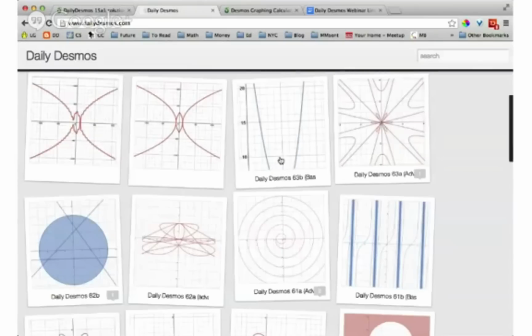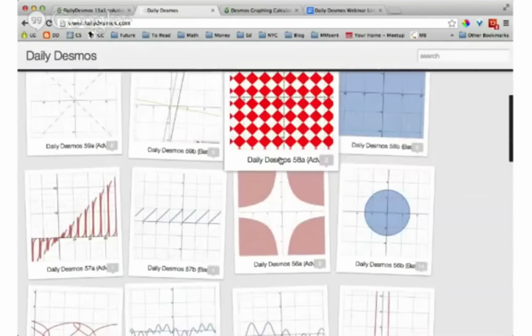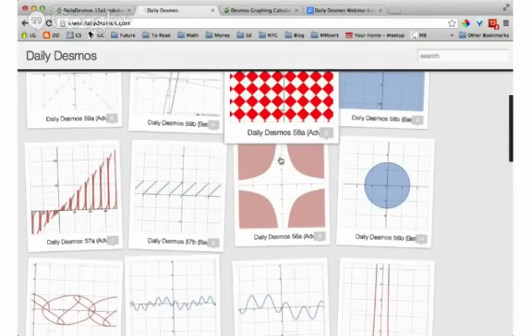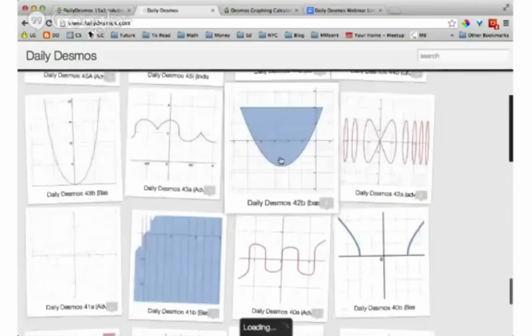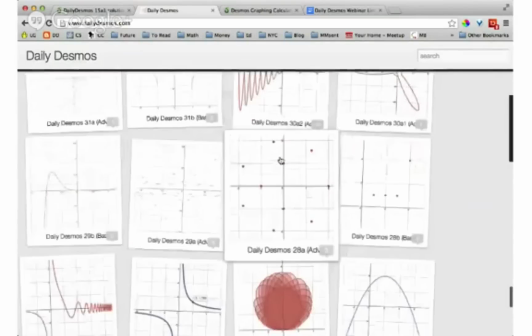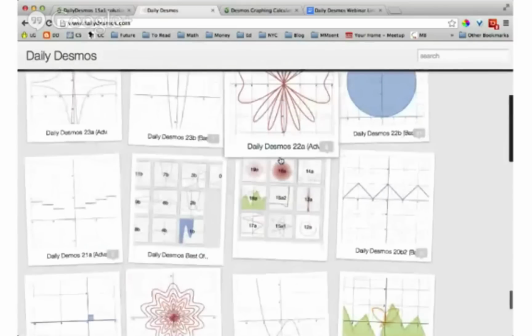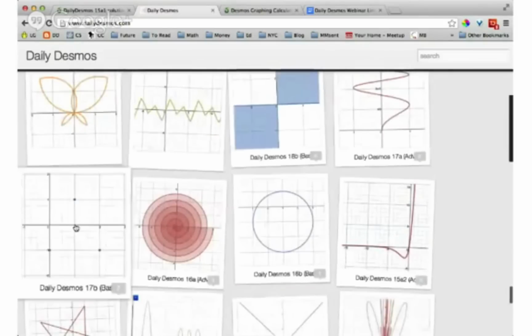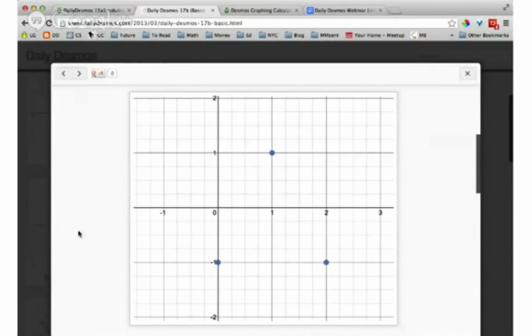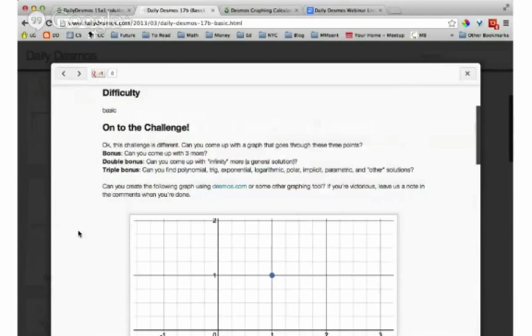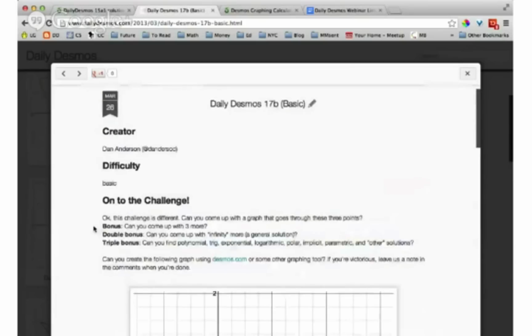And something that's a lot of fun is that one of the 8 of us or some guest poster will come up with some new theme or some new genre, and then other people take that and run with it. So who was it, Dan, that first, I think it might have been you that started doing these, this one here. Yeah, so Dan had this idea of saying, well, here are just some points, and then here's the challenge up here. This challenge is different. Can you come up with a graph that goes through all 3 points? And of course, there's a whole range of different solutions that can happen there. And then there are these various bonuses that he pulled up. You can see it as you scroll through the front page of Daily Desmos, but it's 17b.